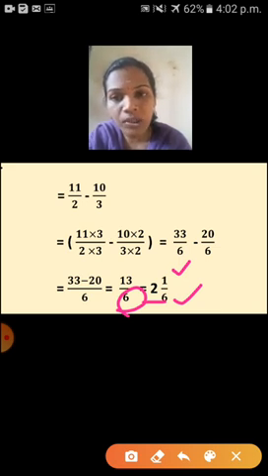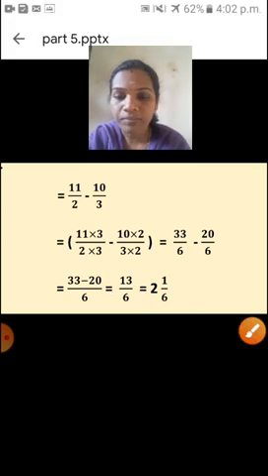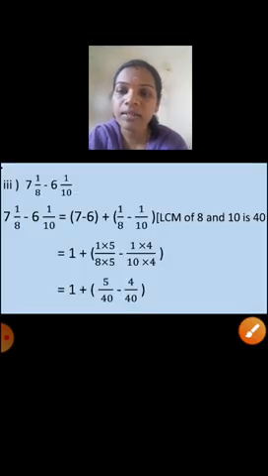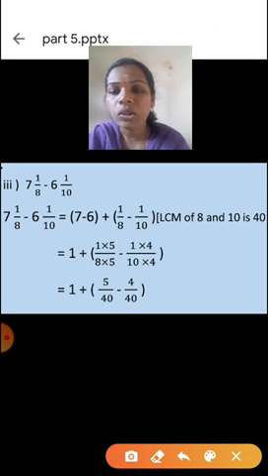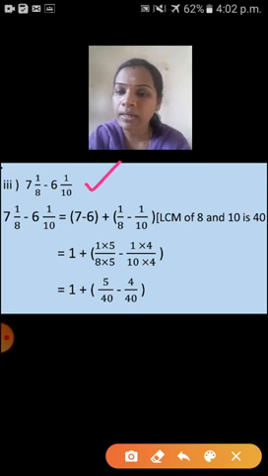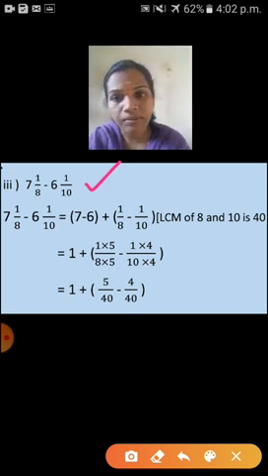I hope you understood, children. Shall I go to the next? So the next one is what? Third sum. Third sum, see here, this is your question: 7 1 upon 8 minus 6 1 upon 10. So here again I am going to follow the first method. So children, see here, this is your question.